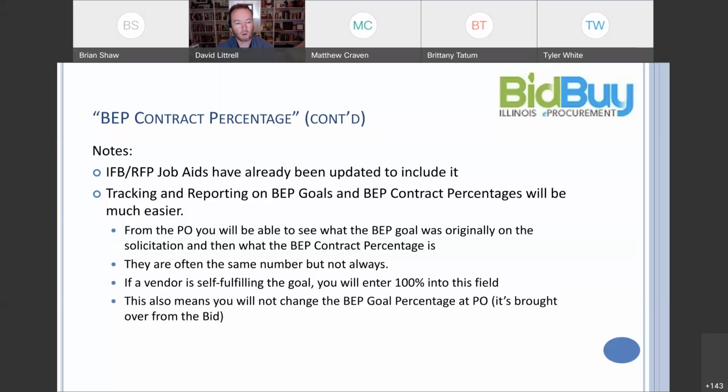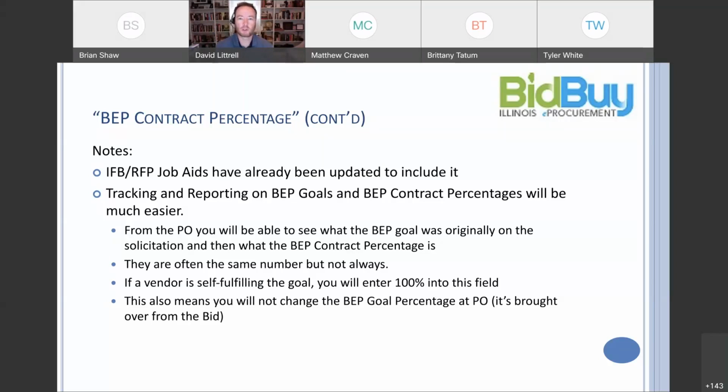And that was a question that came up. If they're a BEP vendor, they're actually self-fulfilling the goal, so they wouldn't be putting in just the 10%. They're actually putting in 100% of that field. This also means it's a slight change in process from what we had done months and months ago. So that BEP goal percentage that's brought over from the bid, you don't touch that. You want that to stay exactly the way it was.